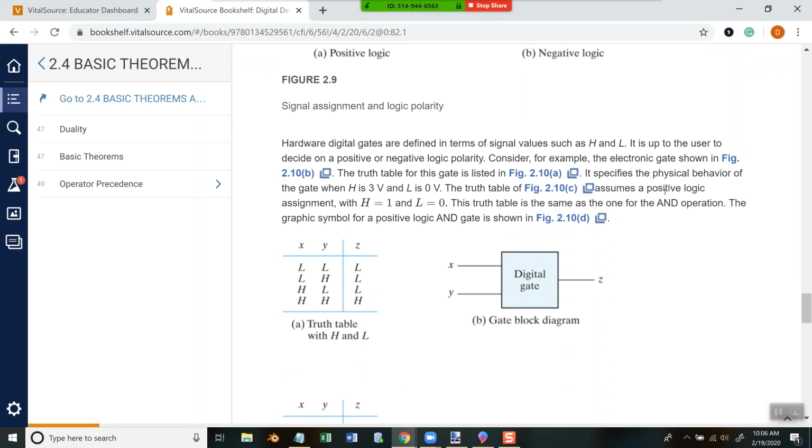Hardware digital gates are defined in terms of signal values such as H and L. It's up to the user to decide on positive or negative logic polarity. For example, consider the electronic gate shown in figure 2.10 B.